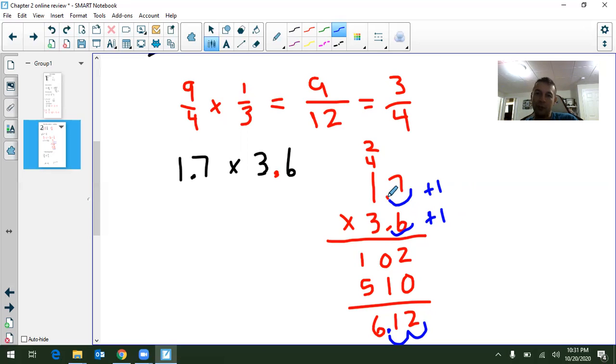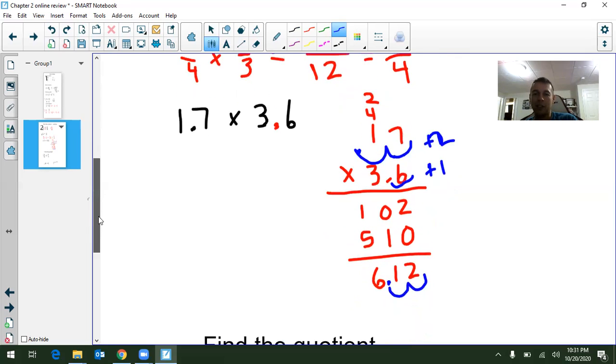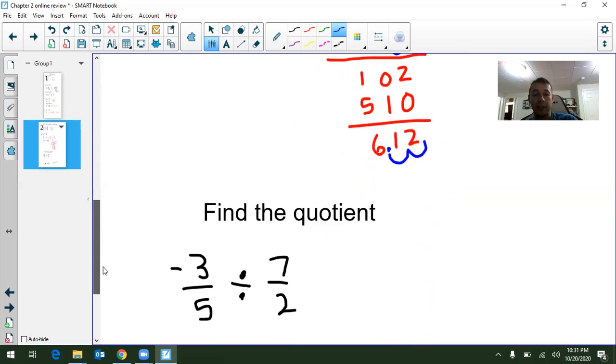If this decimal, and this is not the answer, but if this decimal would have been over here, and it would have had to travel 2 spaces, then this one would have been a 2, plus the 1 is 3, and we would have brought this over 1 more space, and the answer would have been 0.612. So just keep in mind it's how many spots the decimal moves.